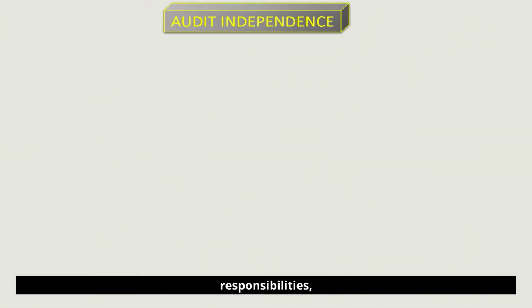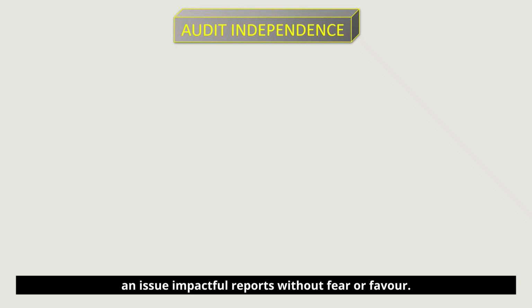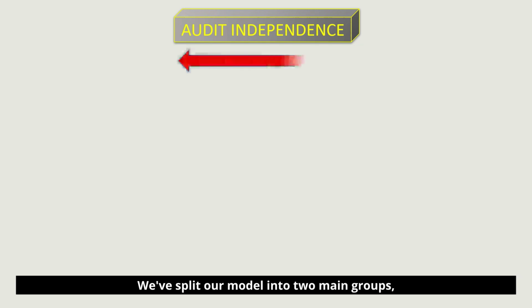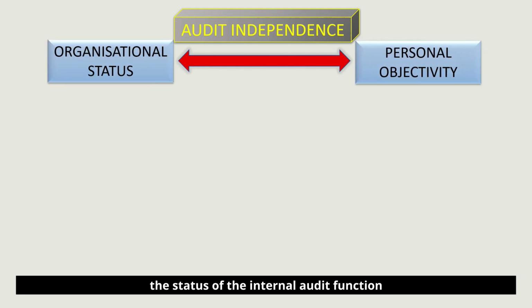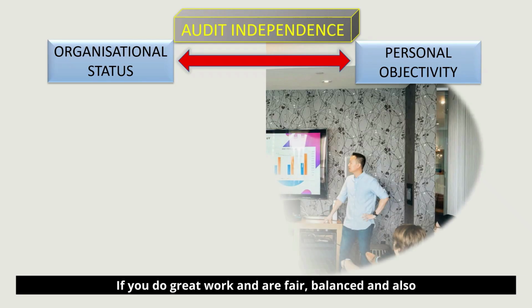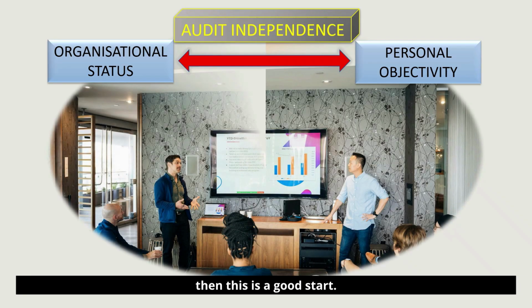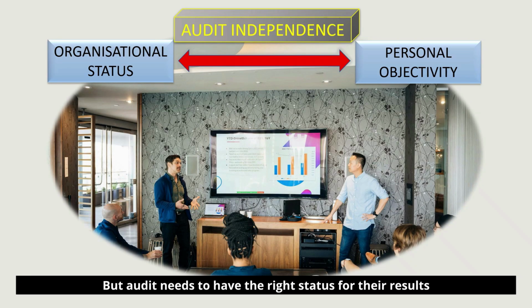Independence is about being free to carry out your responsibilities and issue impactful reports without fear or favour. Not many teams can say they have no vested interest in the outcome of their reports. We've split our model into two main groups: the status of the internal audit function and the personal objectivity of each and every auditor. If you do great work and are fair, balanced, and also impartial, then this is a good start. But audit needs to have the right status for their results to make a difference.